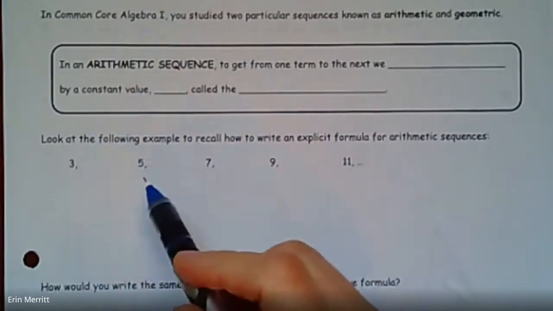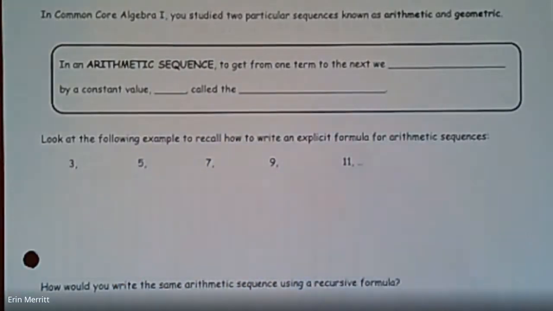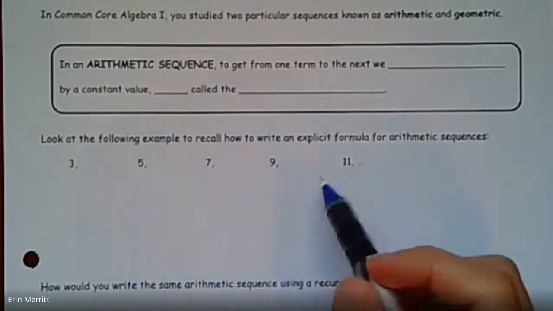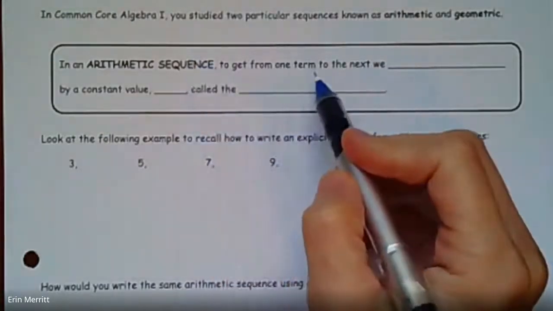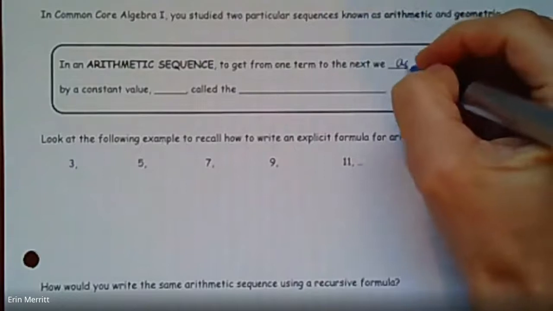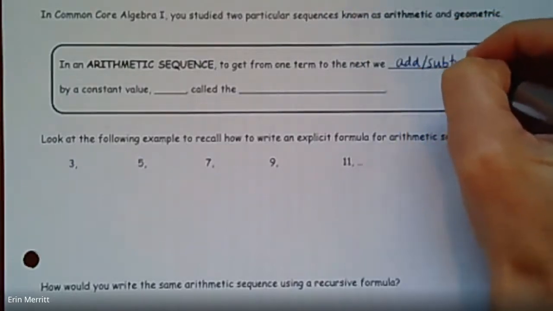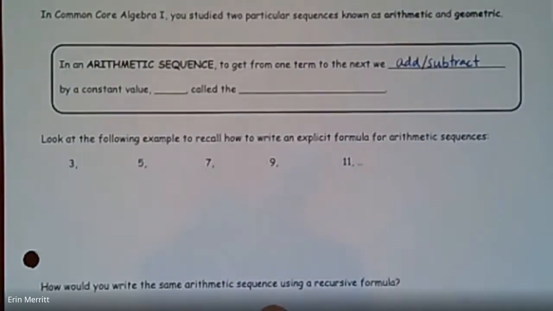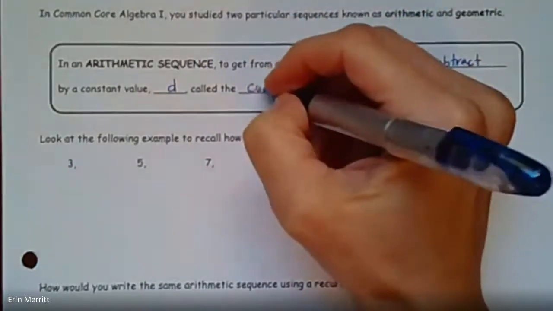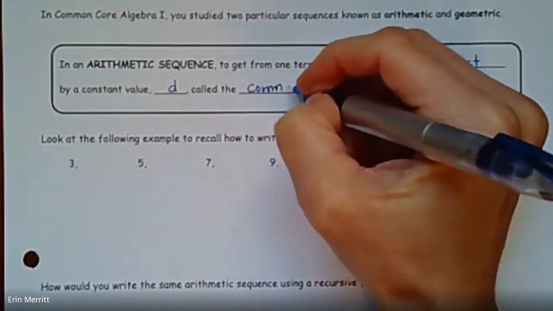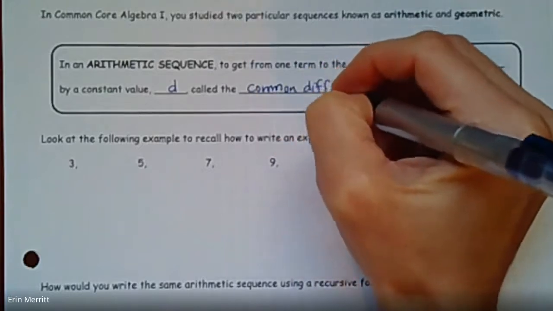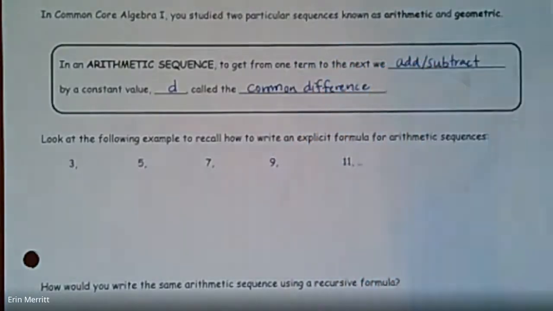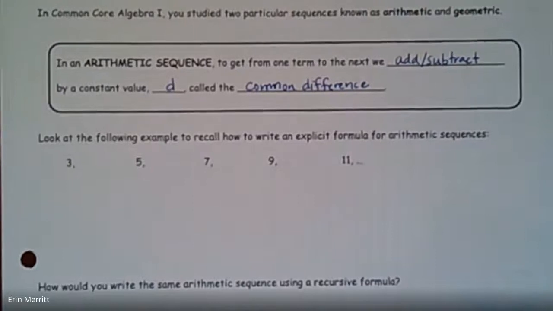So if it goes 3, 5, 7, 9, 11, you want to think what's happening to get from one term to the next. Well, we're just adding 2 and then adding 2 and so on. So in an arithmetic sequence, to get from one term to the next, we are going to either add or it could be subtract by a constant value, which is called the common difference. And so we represent it with a little lowercase d here. So whatever number it is that you add to get from one term to the next, that is referred to as the common difference. So with this one, we kind of build the pattern.